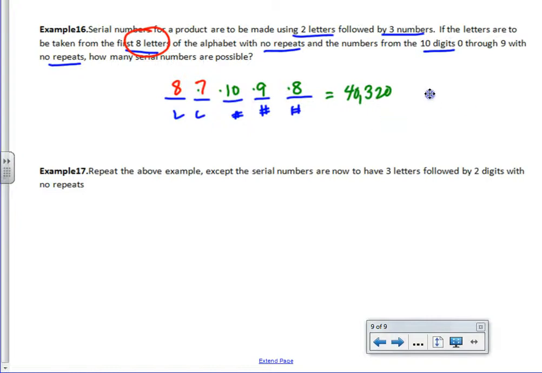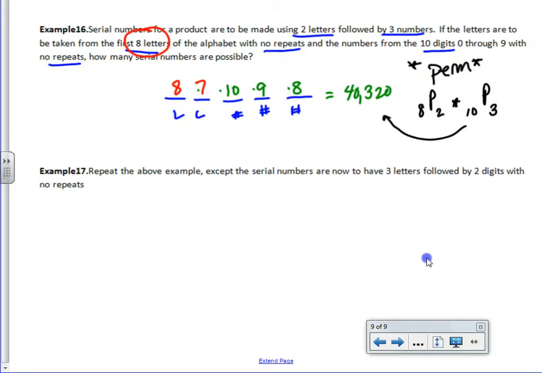Now, if you wanted to do these with permutations or combinations, the first thing you have to decide is, was this a permutation or a combination? And it's a permutation because order definitely matters. If I take your license plate and shuffle around the letters or numbers, you're going to have a different license plate. So it's a permutation. And for the first part of the permutation, out of 8 letters in the alphabet, I'm arranging 2 of them. And I can't repeat, which permutations understand. And then for the second part, out of the 10 digits, I'm arranging 3 of them. So had I typed that in my calculator, I also would have got the answer of 40,320.